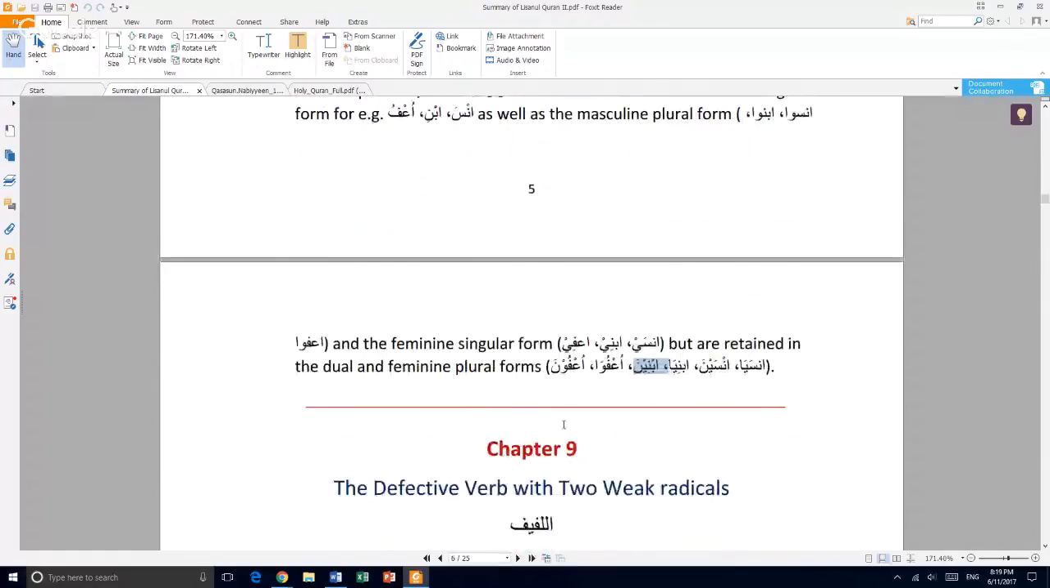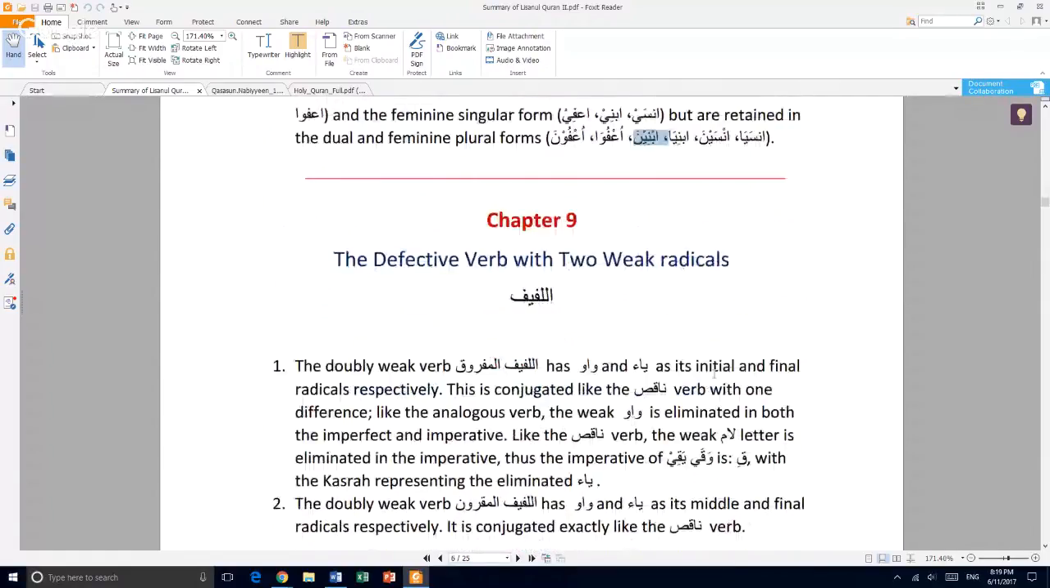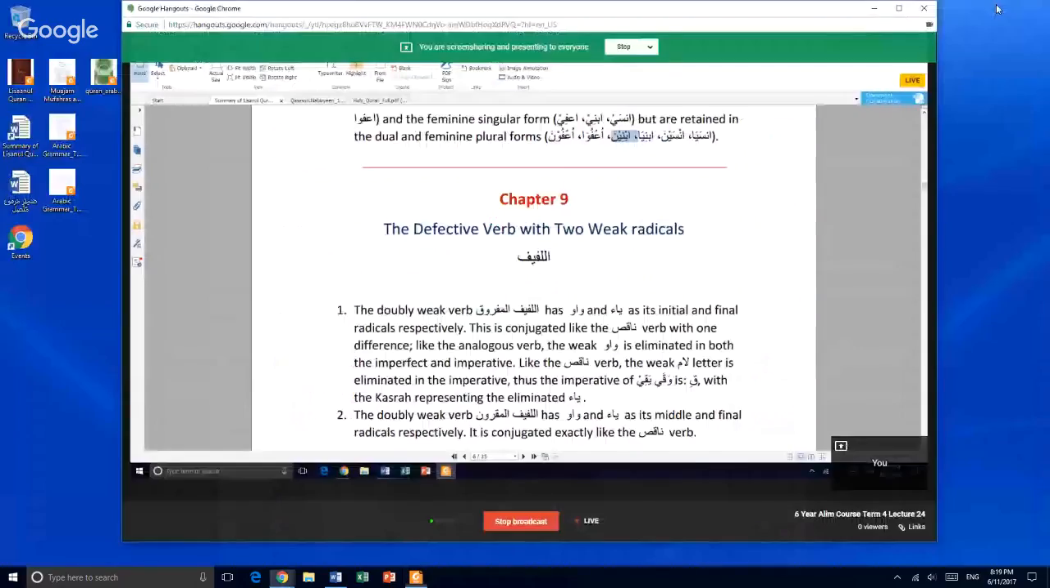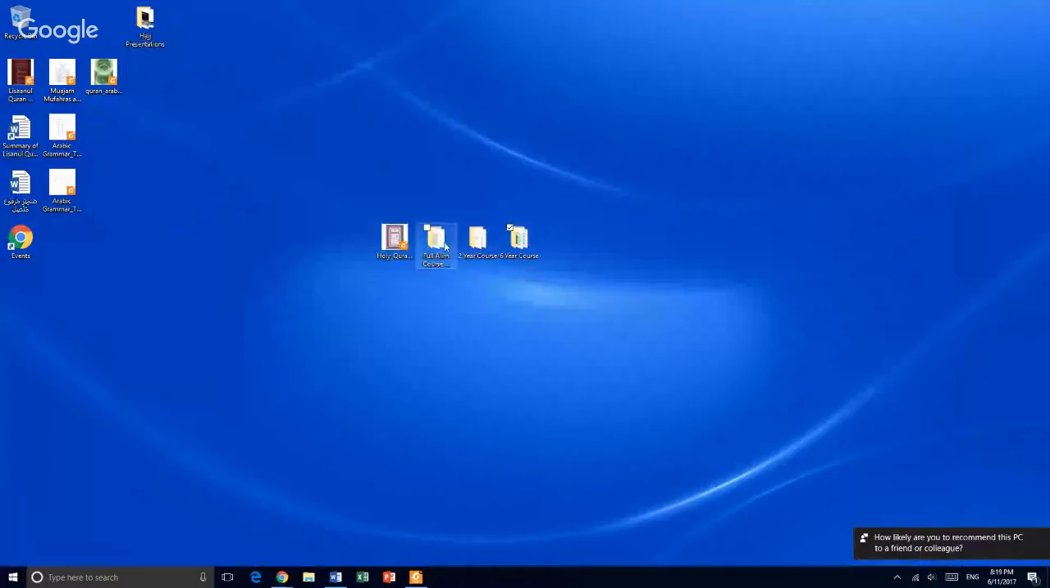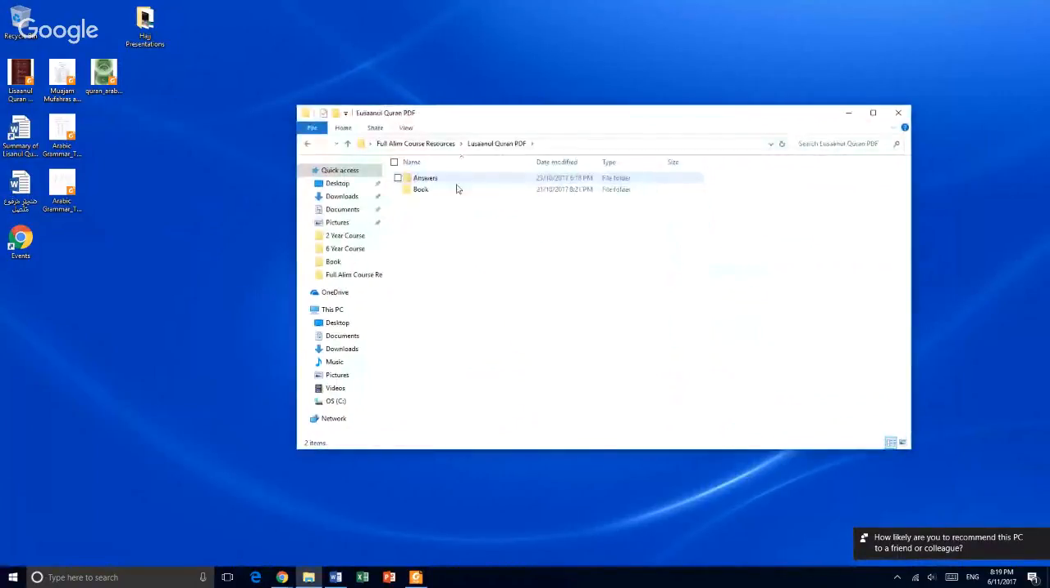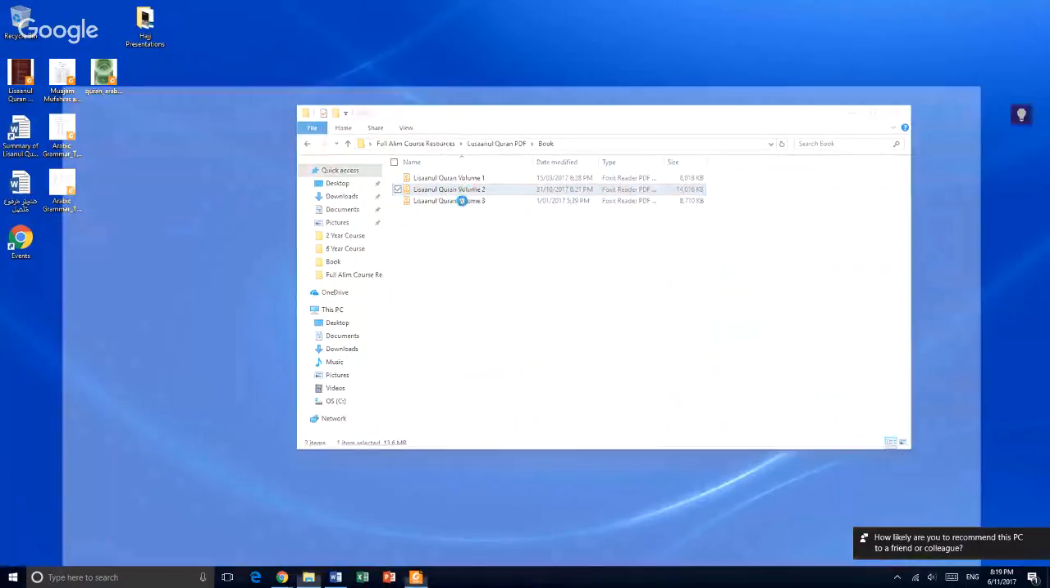Okay, we can go to the book if you want. Okay, you want to go to the book? Okay. You have the book with you as well, all of you?